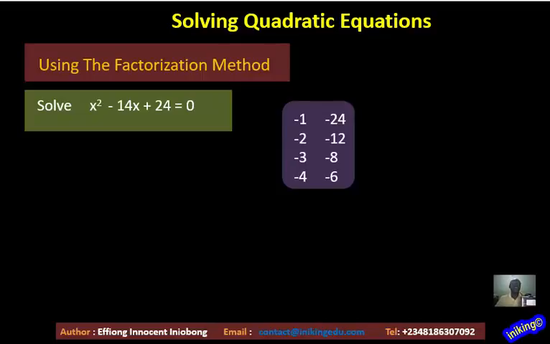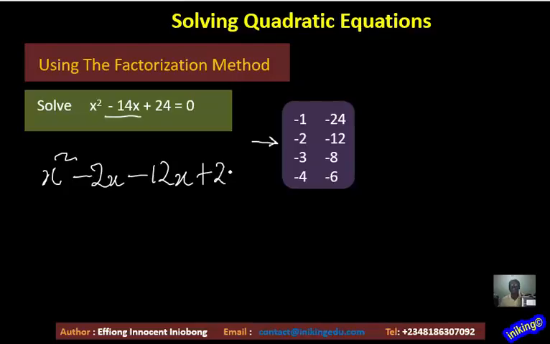Now, which of these will combine to give us minus 14? That's the whole essence. Carefully, we can see minus 1 minus 24 cannot do the job, but minus 2 minus 12 will give us minus 14. So I'm going to replace minus 14x with minus 2x minus 12x. The next step: x squared, in place of minus 14x, we bring in minus 2x minus 12x plus 24 equal to 0.